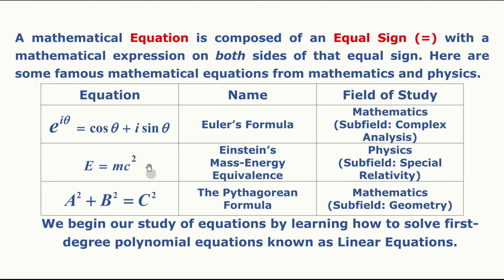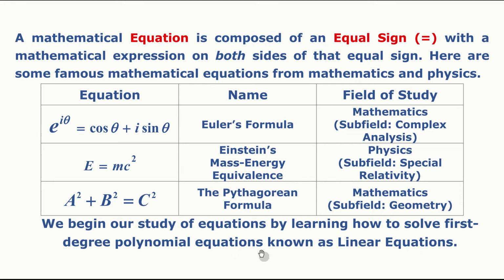Here's probably the most famous equation of all time. E equals mc squared, which is Einstein's mass-energy equivalence formula, and it's from physics. The subfield would be special relativity. And here's another really famous equation, namely the Pythagorean equation, and it comes from the field of mathematics and the subfield of geometry.